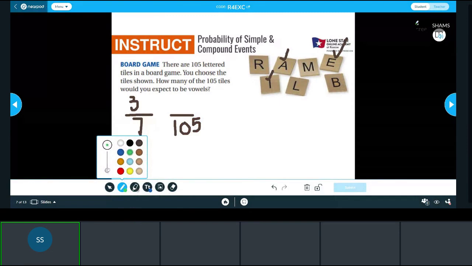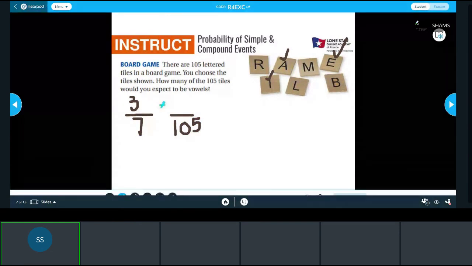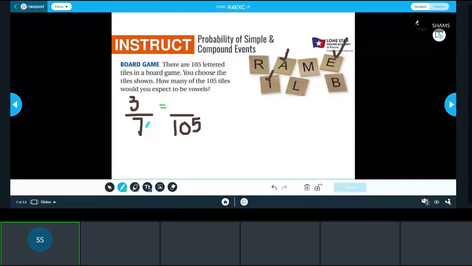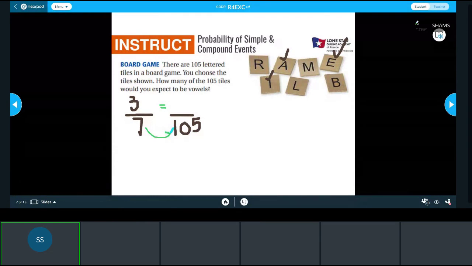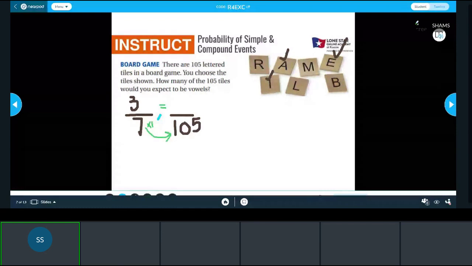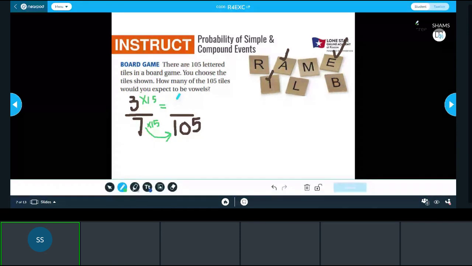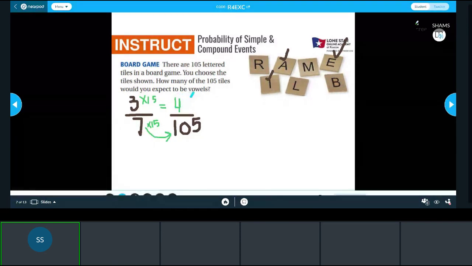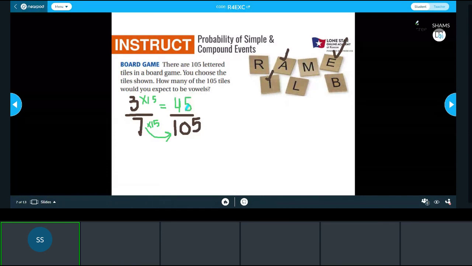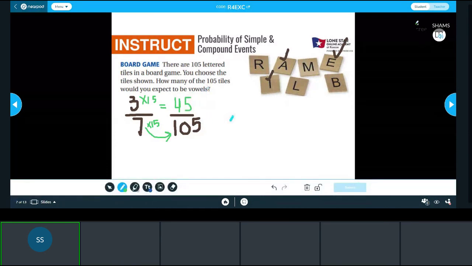We can create some equivalent fractions and solve the problem. From 7 to 105, we multiply by 15, so 7 times 15, and then 3 times 15. That gives you 45. So out of 105 tiles, I can expect 45 tiles to be vowels. I will continue from here in part 2.